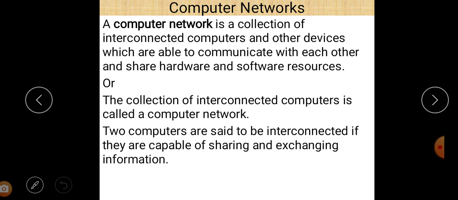Next, our next topic is computer network. So what is a computer network? A computer network is a collection of interconnected computers and other devices which are able to communicate with each other and share hardware and software resources. The collection of interconnected computers is also called a computer network. And two computers are said to be interconnected if they are capable of sharing and exchanging information.